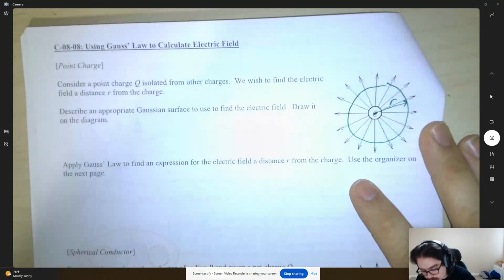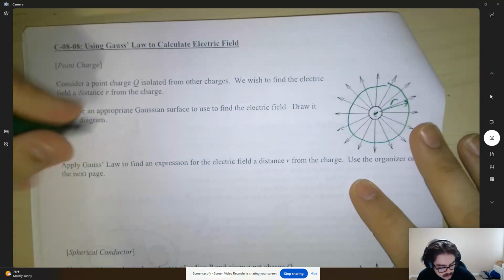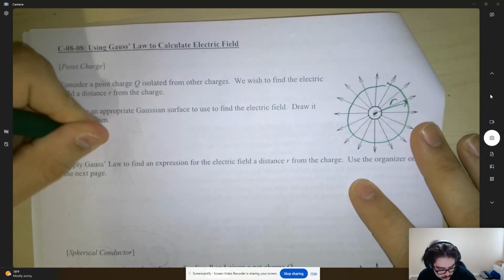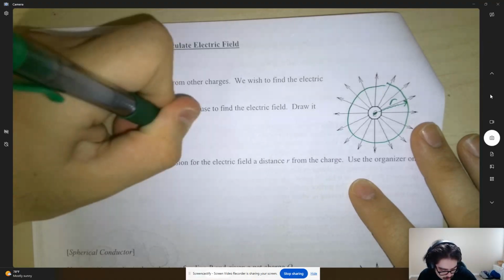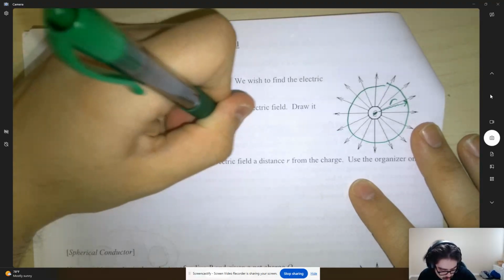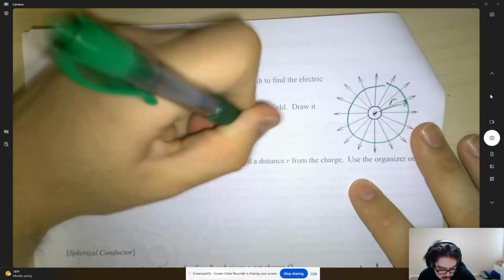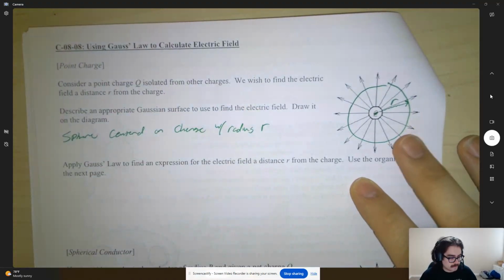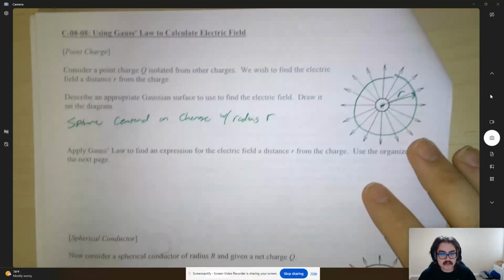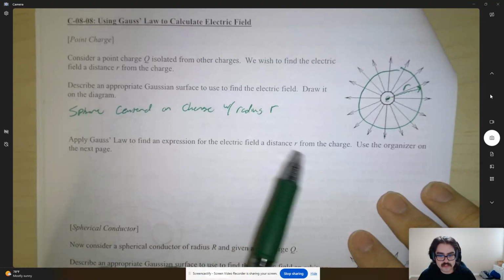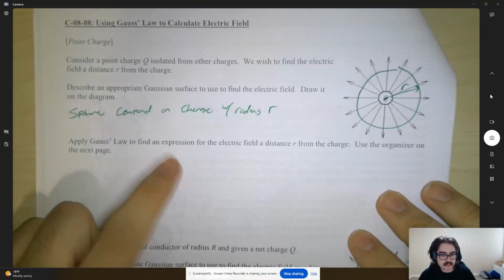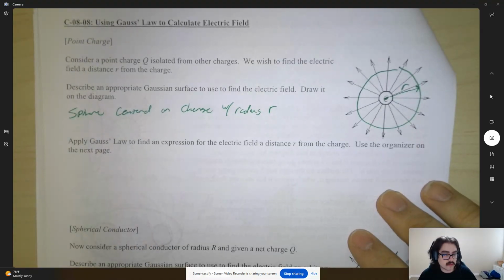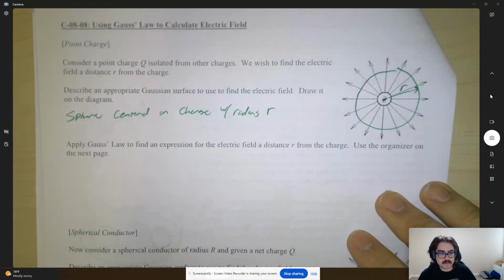It's going to be concentric with the charge. So I'm going to say it's a sphere centered on the charge, with radius r. To find an expression for the electric field at distance r from the charge, I would have to set up my integral, and I'm going to use the organizer on the next page to show you how to do that.